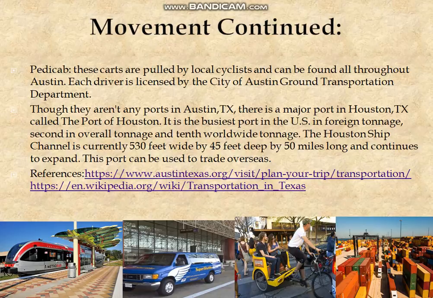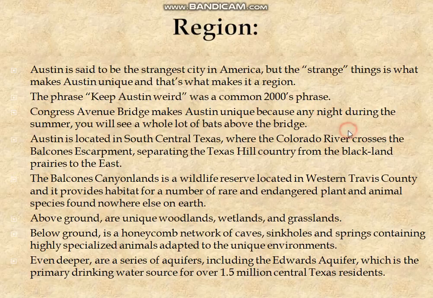And trade-wise, there aren't really any ports in Austin, Texas, but there's a major port in Houston, Texas, called the Port of Houston, which is one of the busiest ports in the USA in foreign tonnage, 2nd in overall tonnage, and 10th in worldwide tonnage. It is currently 530 feet wide by 45 feet deep. You could also use this port to trade overseas. So here's the metro line, here's the super shuttle, here's the pedicab, and here's the port. And this is the reference I used for this slide.